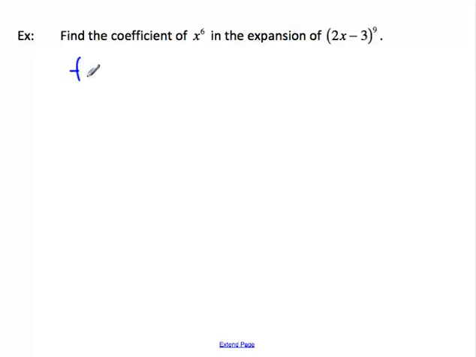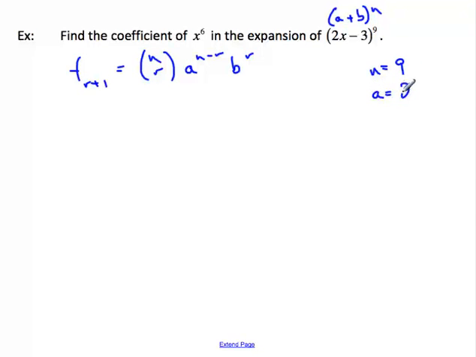So term r plus 1 is going to be of the form n choose r, a to the power of n minus r, b to the power of r. Any term in the expansion is going to look like that, and we just need to figure out which one is going to have an x to the power of 6 in it and work out its coefficient. Now I have some unknowns. Remember, this is of the form a plus b to the power of n, and I can fill in what some of those unknowns are. So n is equal to 9, a is equal to 2x, and b is equal to negative 3.